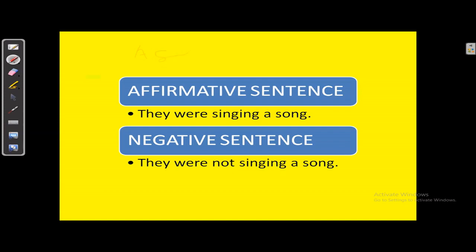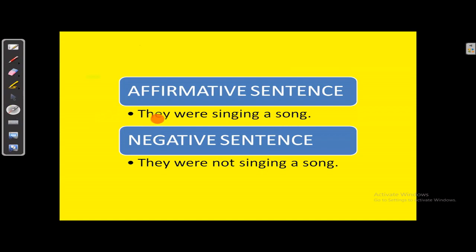Okay, let me tell you about assertive. So assertive sentences are of two categories. These assertive sentences, affirmative and negative, are the two categories of that. Okay, you should know these. That should be clear to you. And then, you know, what's an example? They were singing a song.